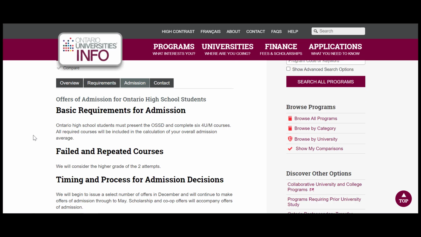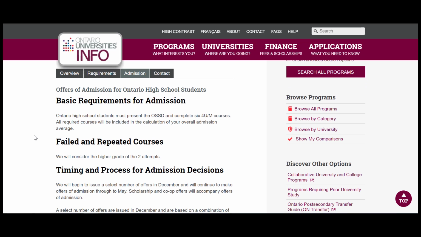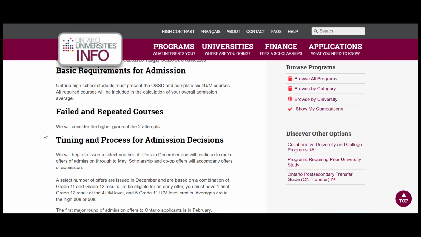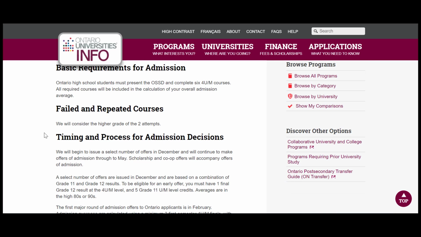The admission tab gives you some basic information about admission policies. And the most important one of those is probably failed and repeated courses. So lots of times students, when they're entering a really competitive program, will attempt a course more than one time. They do that to try and improve their overall average. And this may or may not work. So it's important to understand whether that's going to work here.